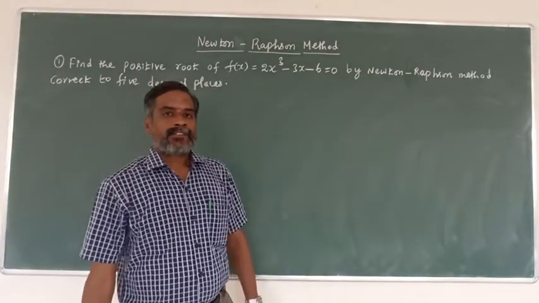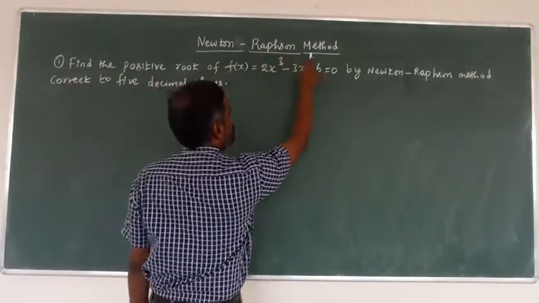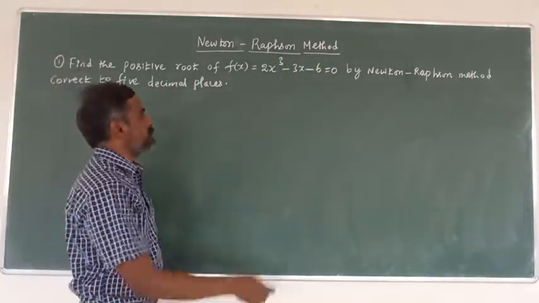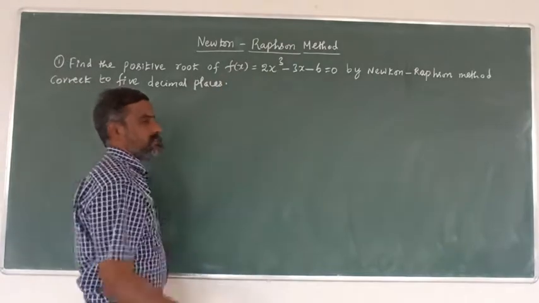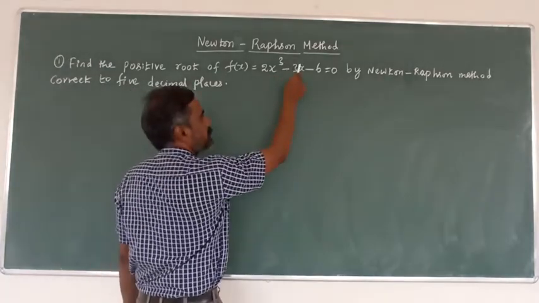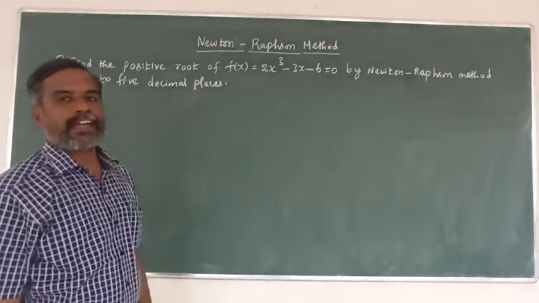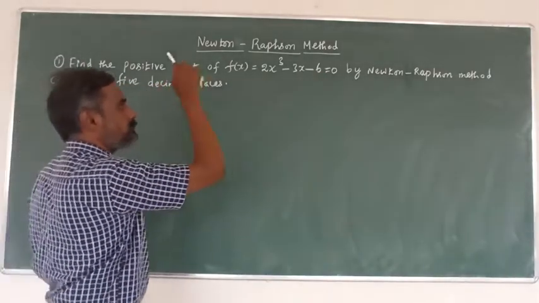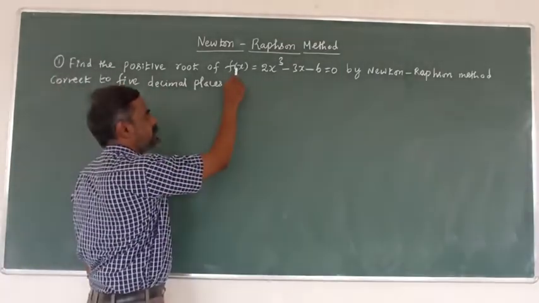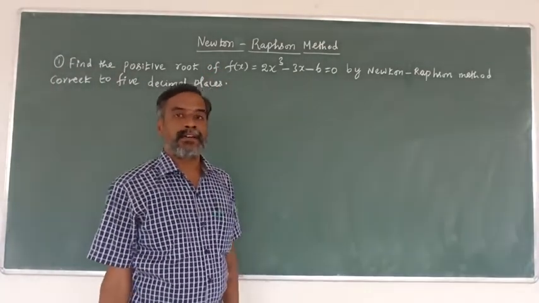Good morning. Today we will discuss the Newton-Raphson method. The given f of x is 2x cube minus 3x minus 6 equal to 0. Now, to find out the positive root of the given f of x by using the Newton-Raphson method.